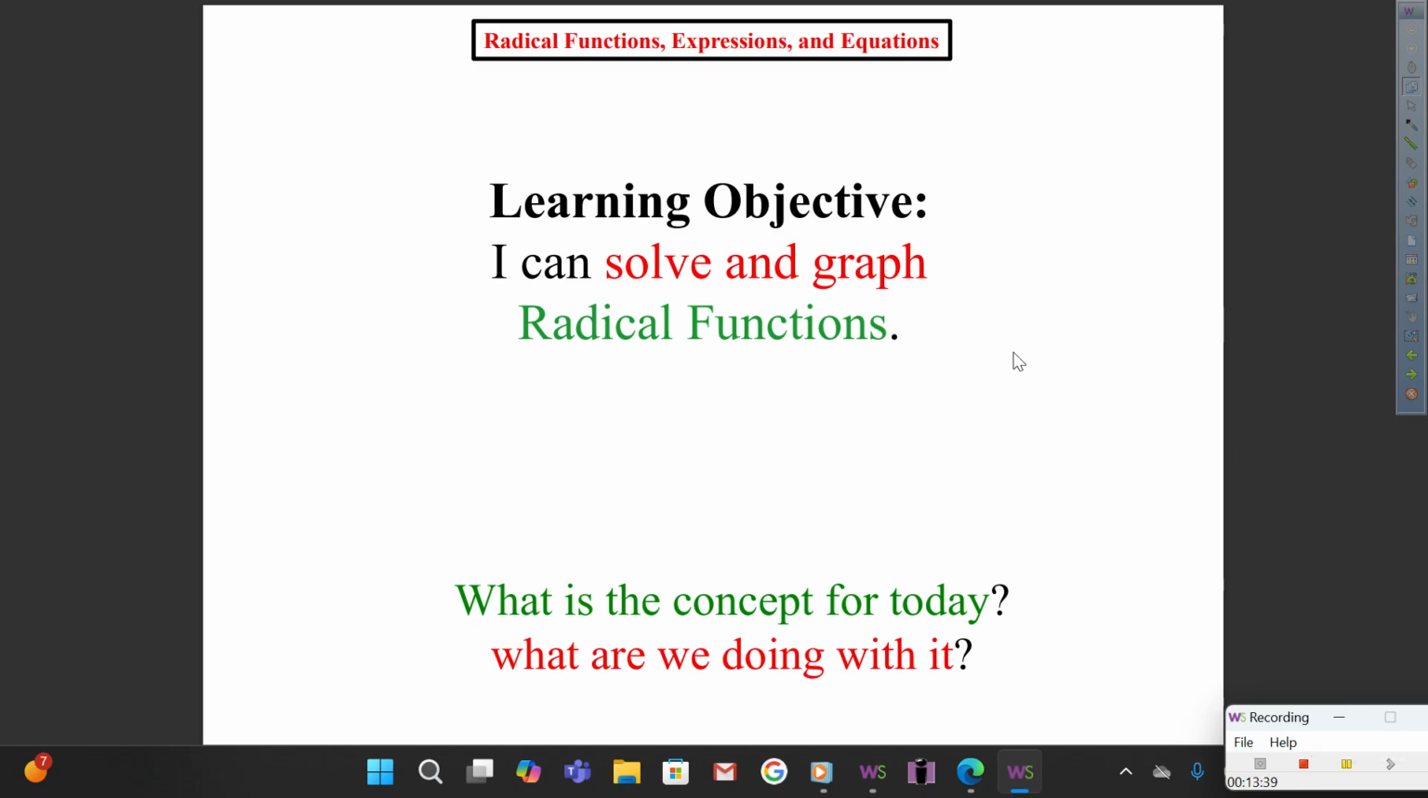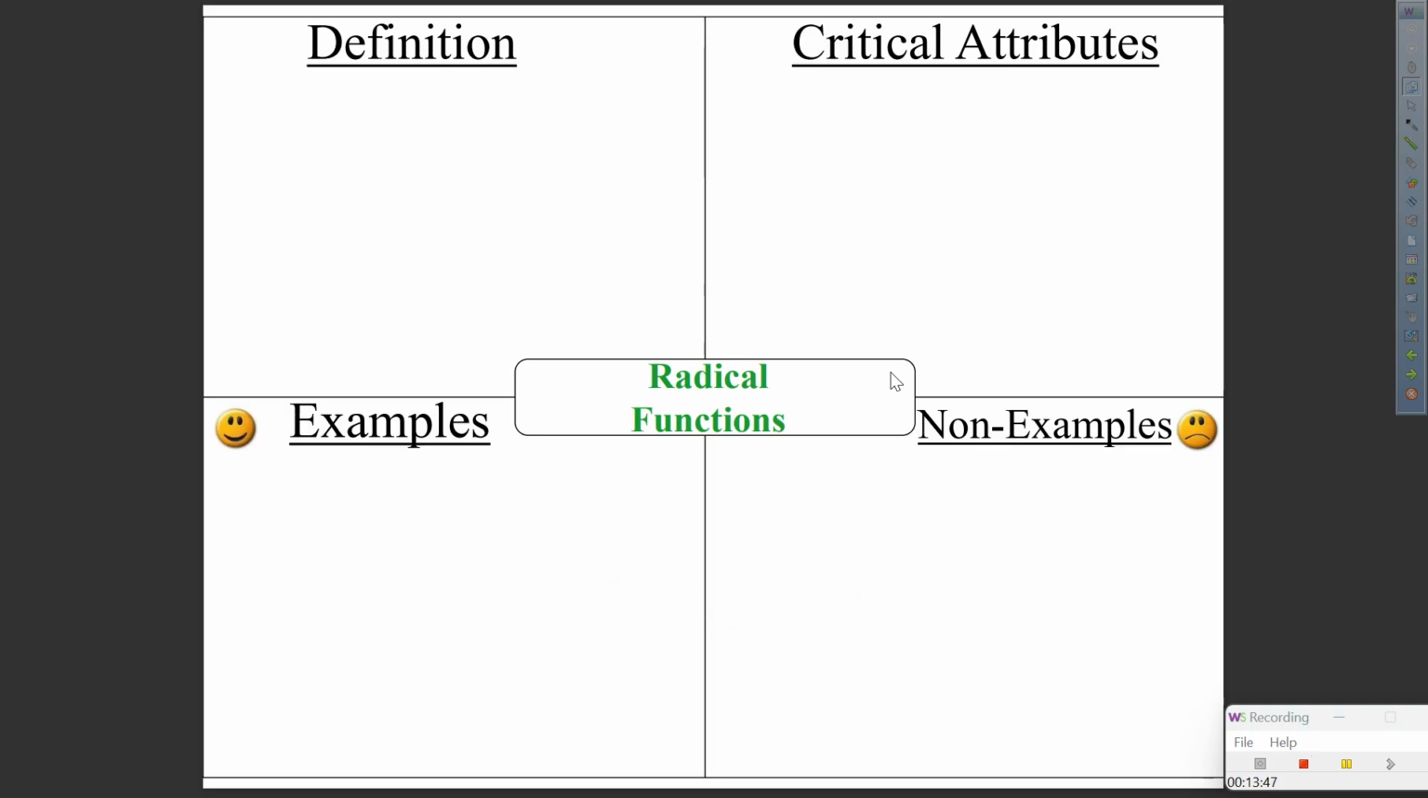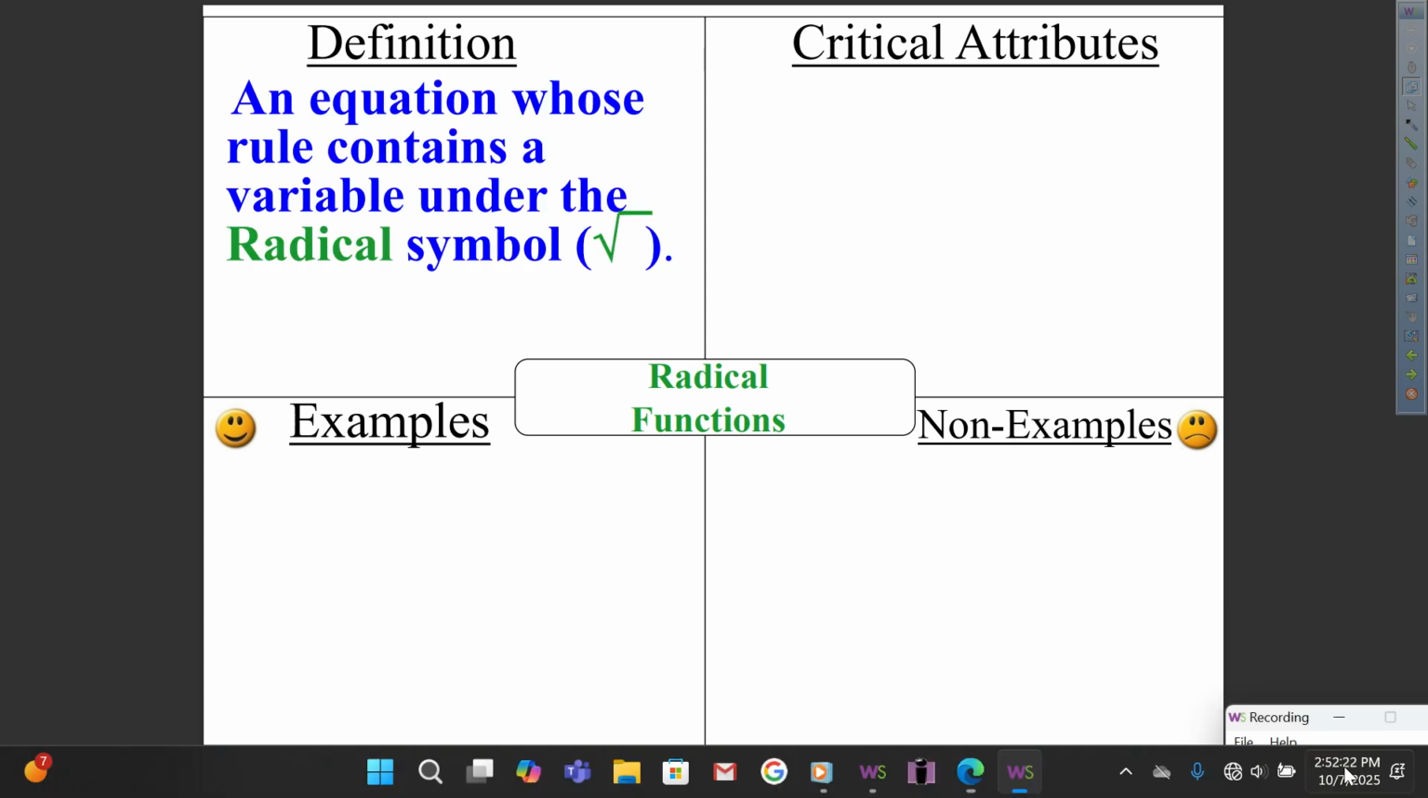All right, so in the center you write what? Radical functions. Write that in there, please. All right, definition. What are radical functions, Mr. Q? They are an equation whose rule contains a variable under the radical symbol, and there's a radical symbol.